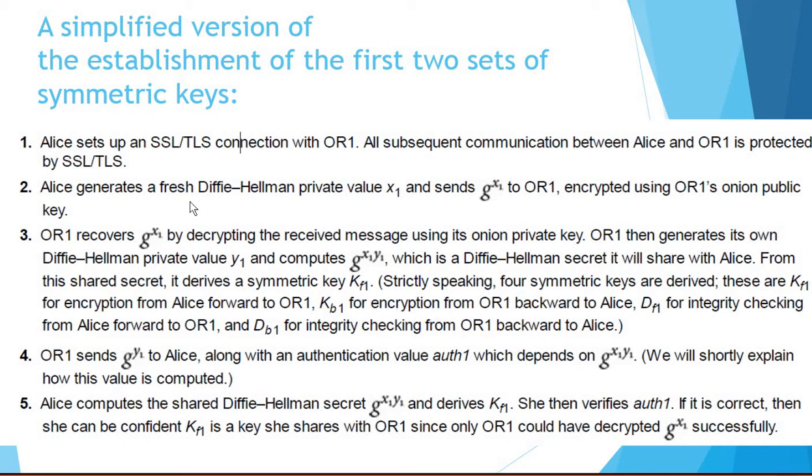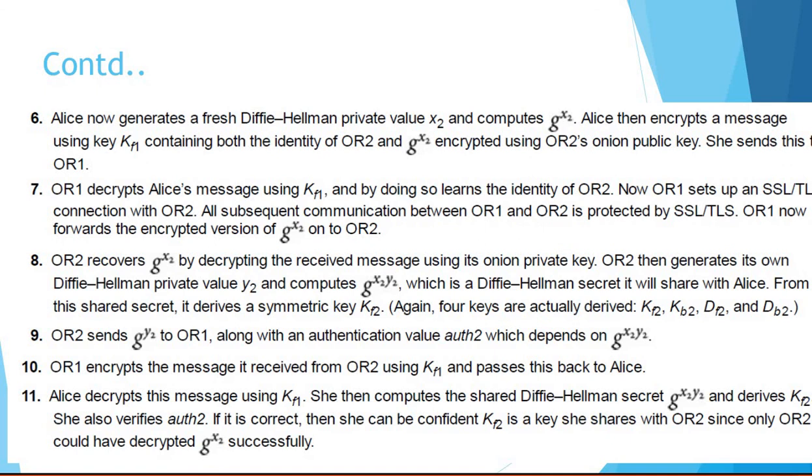Similarly she will generate keys with onion router 2 and onion router 3 also. Alice will generate x2, compute g^x2, and transfer it to OR2. Onion router 2 will generate g^y2, using which Alice and onion router 2 will calculate the key value kf2. Similarly, between Alice and onion router 3 a key will also be generated. With that we have reached the end of this class.